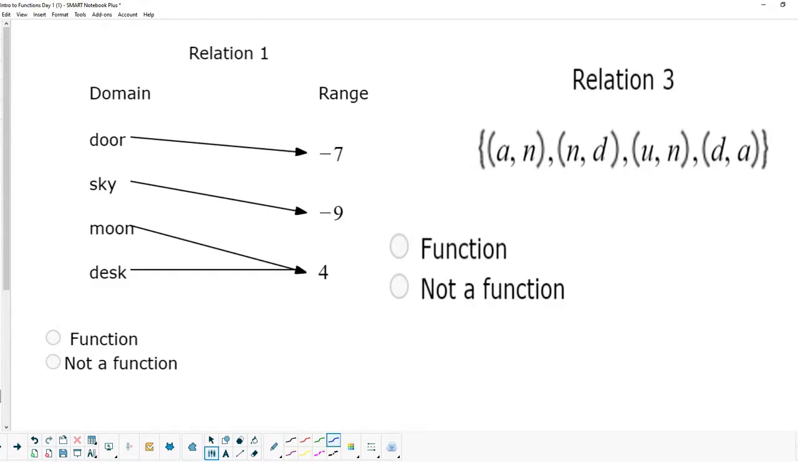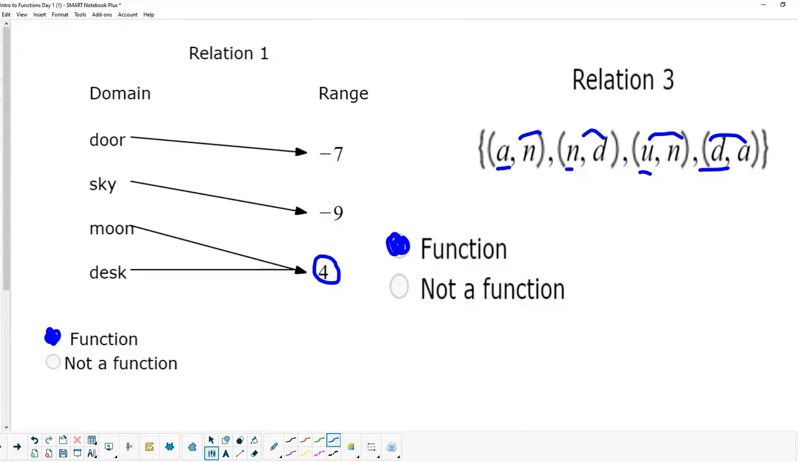Okay, a couple more. So there's a relation. You've got the door goes to -7, sky goes to -9, moon and desk each have an output of 4, so that is considered to be a function. Relation number 3, we're going to focus on the first letters, A, N, U, D. All of those are different. And because they're all different, that means that no matter what their outputs are, they only have one output in their case. So this would be a function.